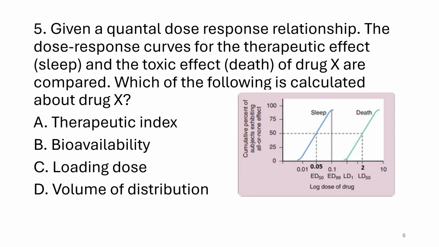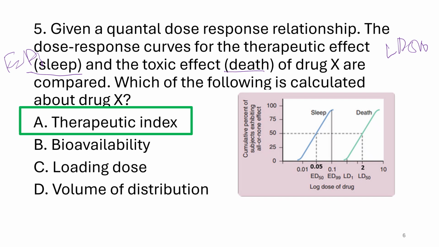Given a quantal dose response relationship, the dose response curves for the therapeutic effect, we call it the ED50, effective dose, and the toxic dose is TD50, and the lethal dose is LD50. That means 50% of the tested population. So which of the following is calculated from these parameters? The correct answer is therapeutic index.